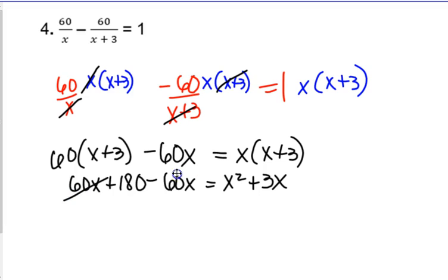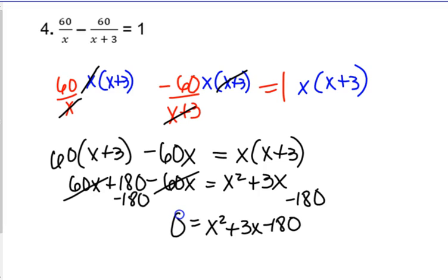Now, over here, 60x minus 60x just left a 180. So if I subtract that over to the other side, because it is a quadratic, I want it to equal 0. I get x squared plus 3x minus 180. Factors of 180. There's a lot of them. I'm thinking 15 and 12, but that's just a crazy math teacher who knows the factors. It does factor: x plus 15, x minus 12.